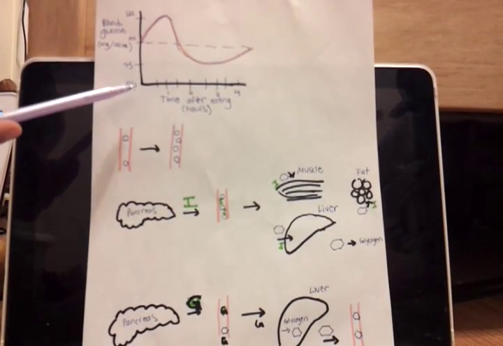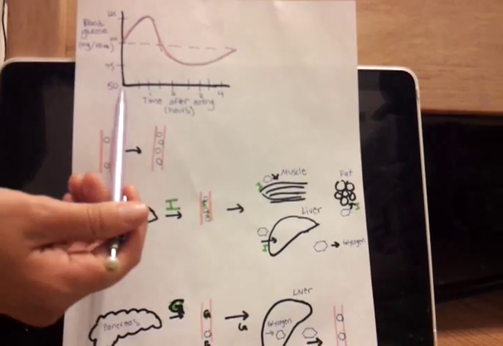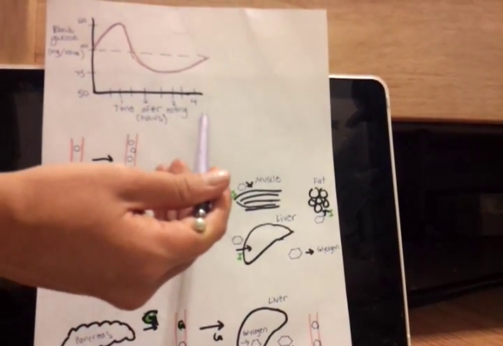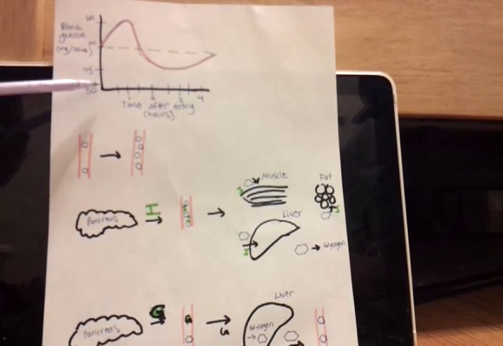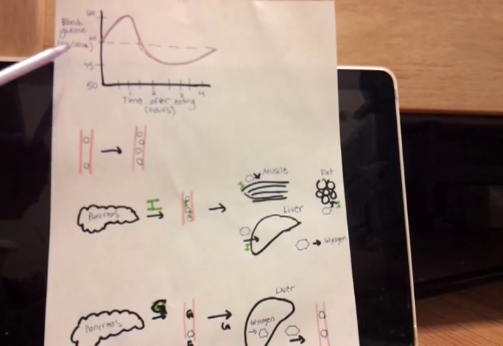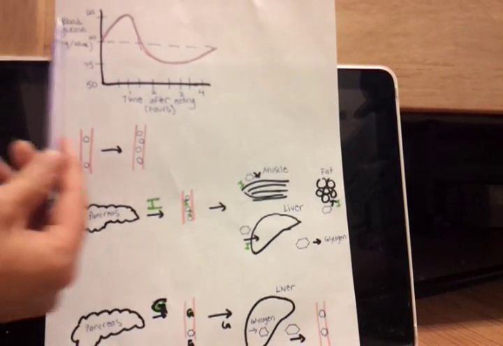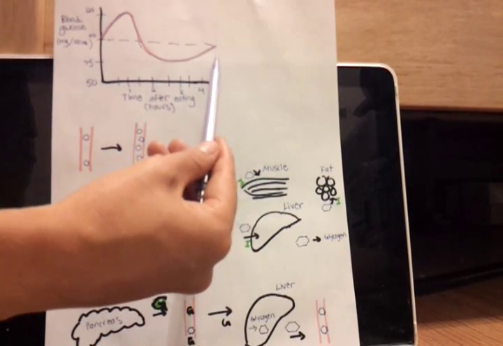This graph shows what happens to our blood glucose levels after eating a meal. On the x-axis, we have the time after eating the meal in hours, and on the y-axis, we have the amount of glucose in our blood, or our blood glucose. It's in milligrams of glucose per 100 milliliters of blood. This dashed line shows where we would like our blood glucose levels to be.